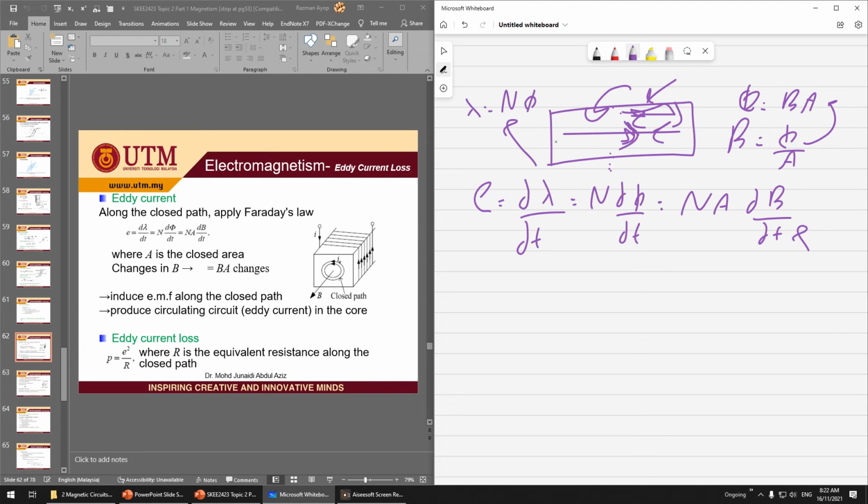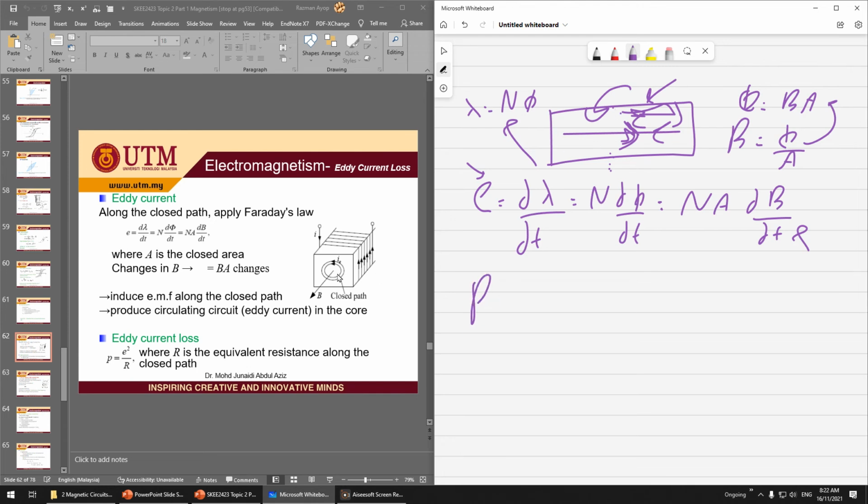So when you have a voltage, E, the electromotive force generated inside the core, of course the core is usually something like a circuit with resistance. So it will produce an eddy current. So you can see here.